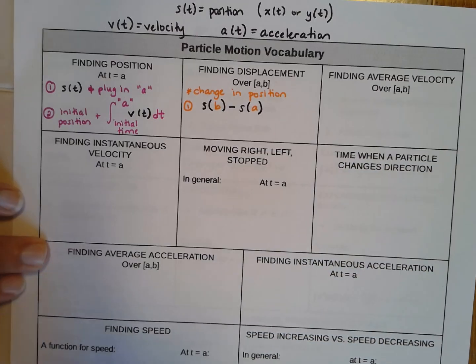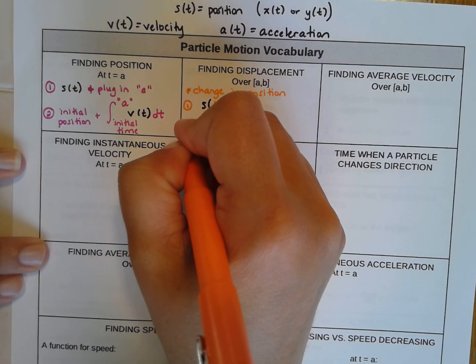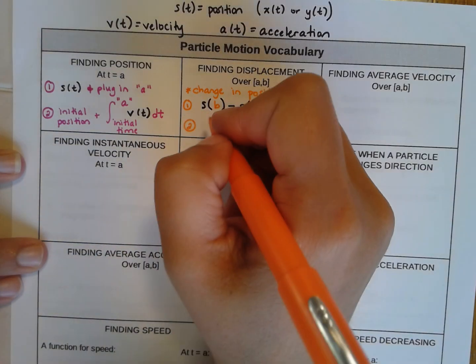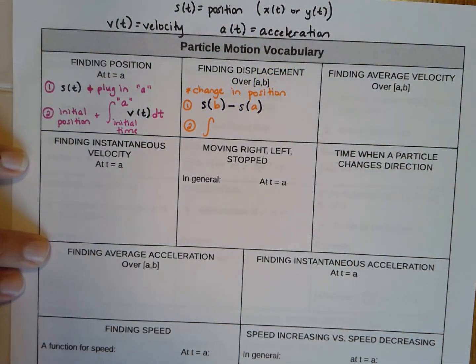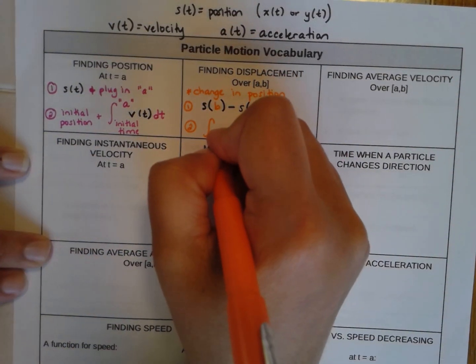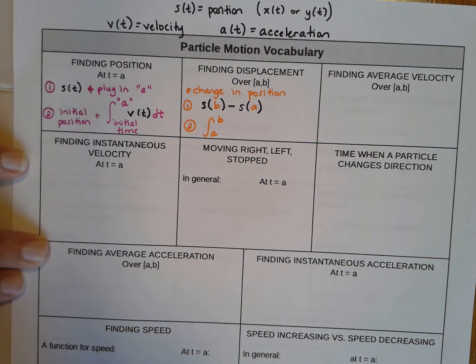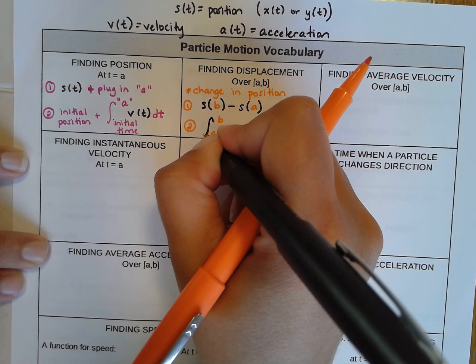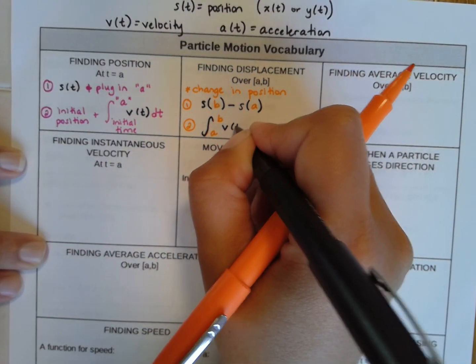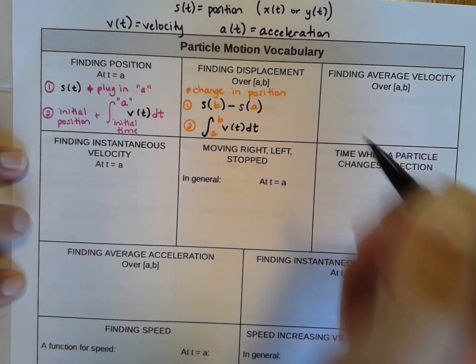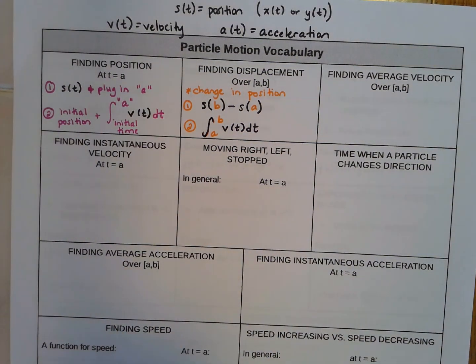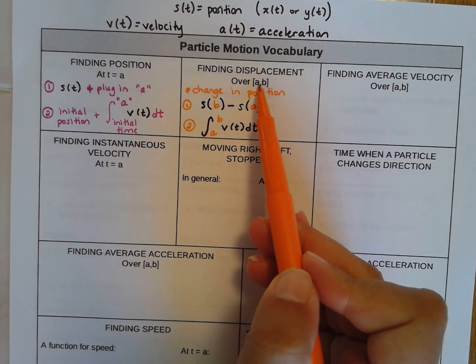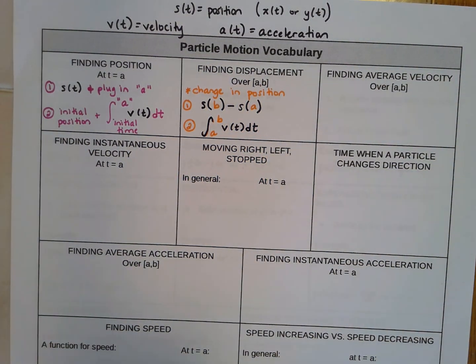The second option, though, uses your velocity function. So the second option for finding displacement would be to integrate your velocity function from A to B, because that's going to give you the change in your position, which is your displacement. And again, the A and the B are the numbers from the interval that you're using.